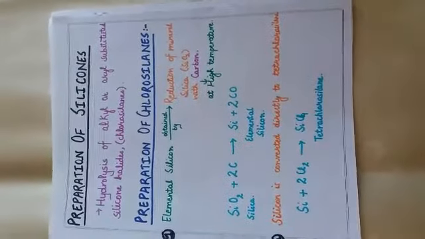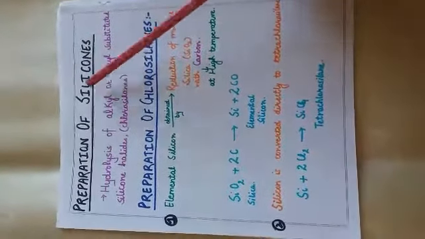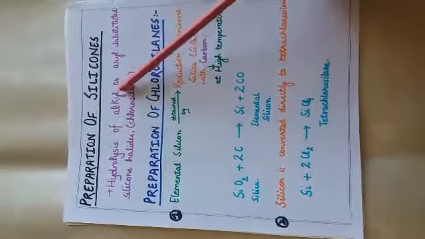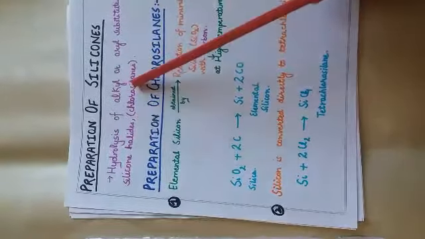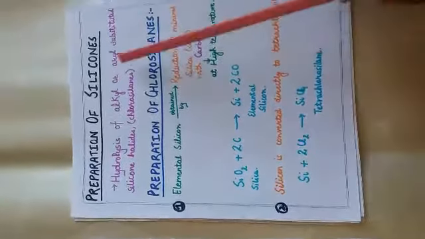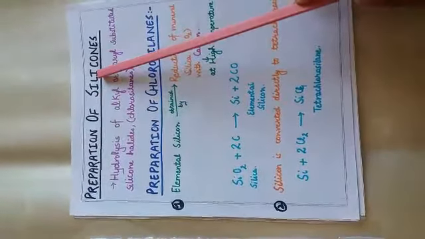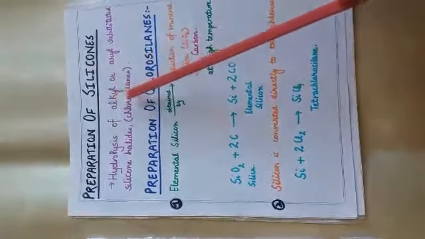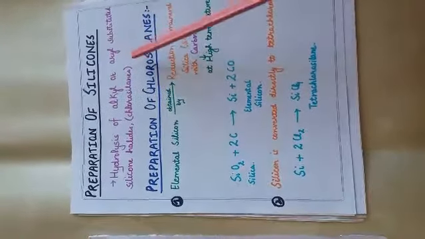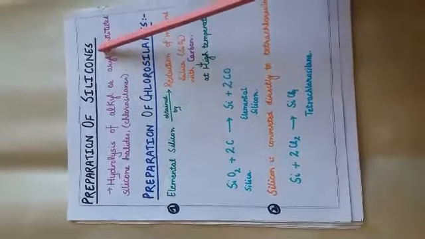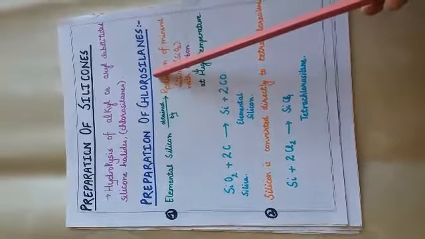Silicones can be prepared by the hydrolysis of alkyl or aryl substituted silicon halides, that is, chlorosilanes. So for the preparation of silicones, firstly we prepare the chlorosilanes, then we hydrolyze them, and then we get the silicones. So how can we prepare the chlorosilanes?